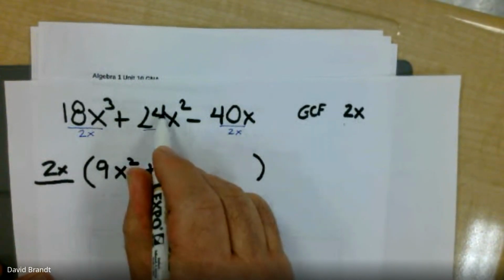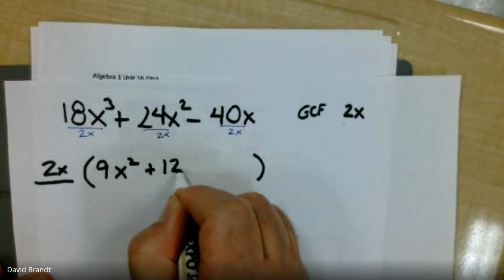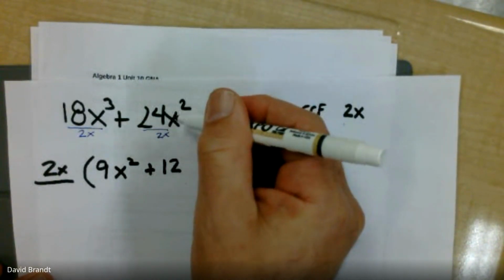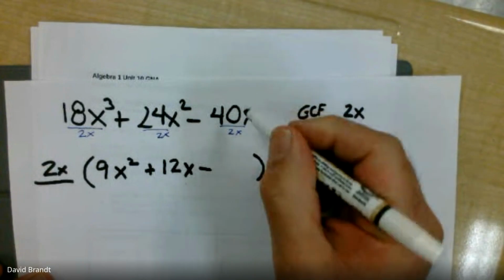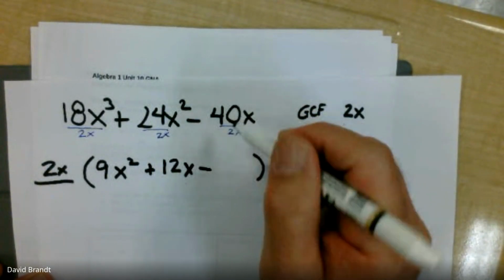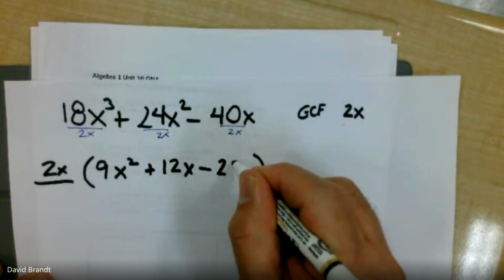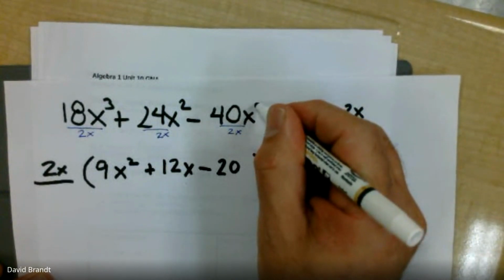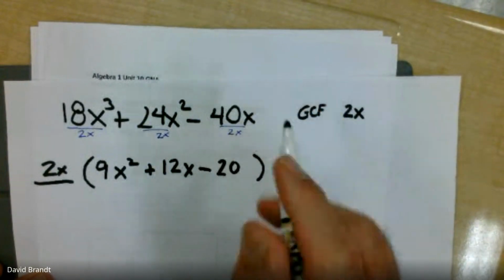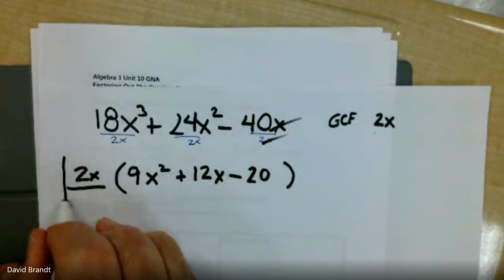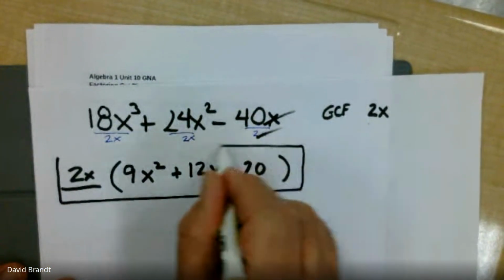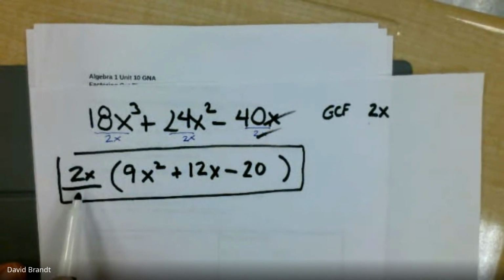Plus 24 divided by 2 is 12. And on the exponents, 2 minus 1 is 1. You don't need to write the 1. Minus, finally, 40 divided by 2 is 20. And the exponent, 1 minus 1 is nothing. The x's are completely gone on that one. And this is factored form. You don't need to underline the greatest common factor. I just wrote a line there indicating that's where you put it.